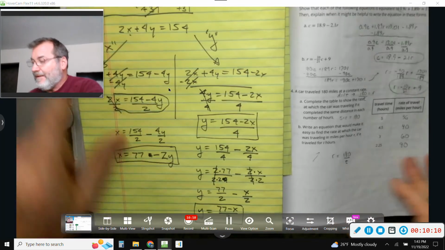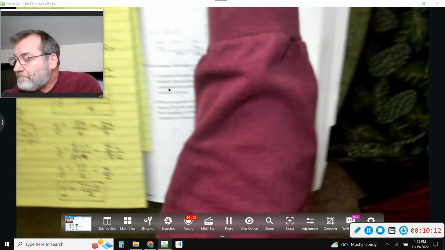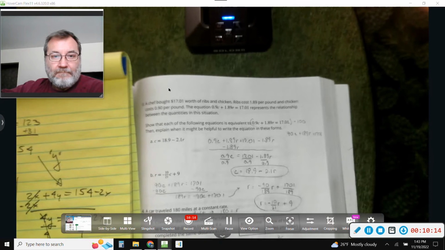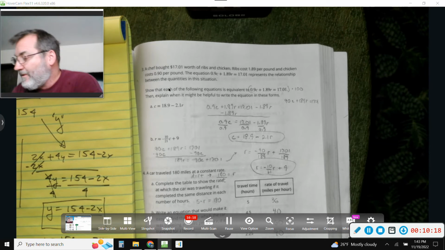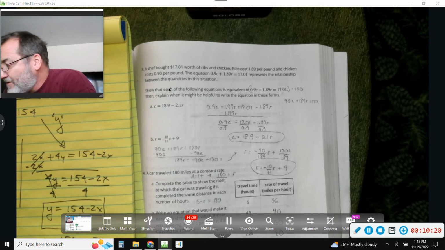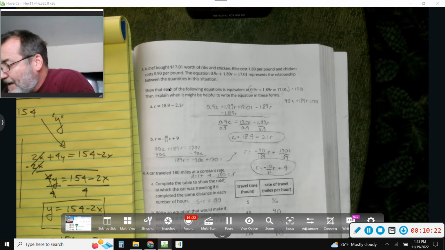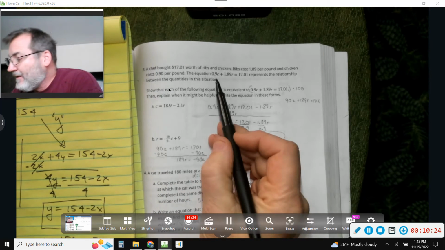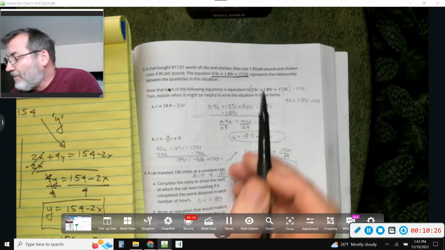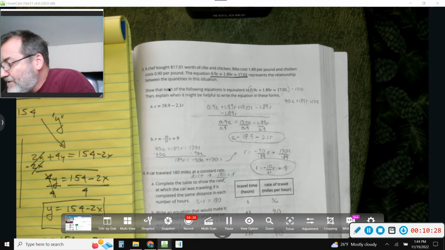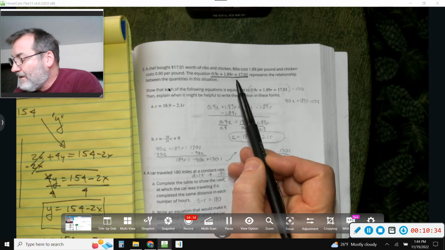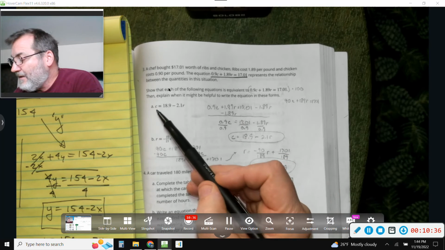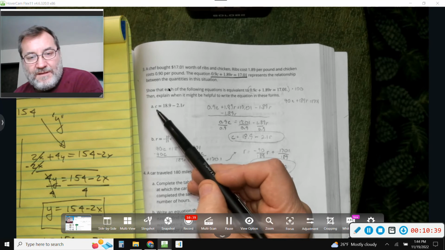Number 3. A chef bought $17.01 worth of ribs and chicken. Ribs cost $1.89 a pound. Chicken cost 90 cents a pound. The equation given right here represents the relationship in the situation. Show that each of the following equations is equivalent to that equation. All right, so we're going to look at this equation, and you'll notice this thing is solved for C.